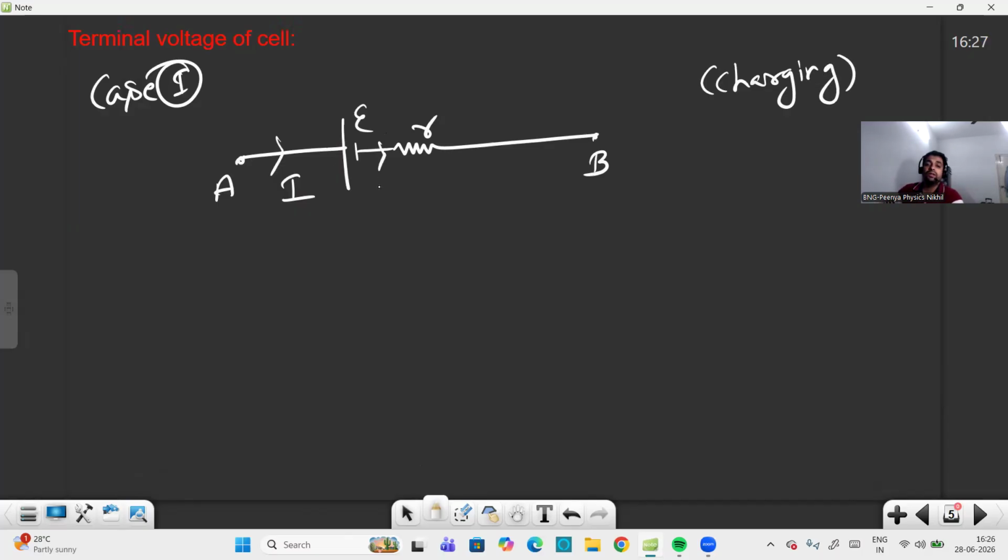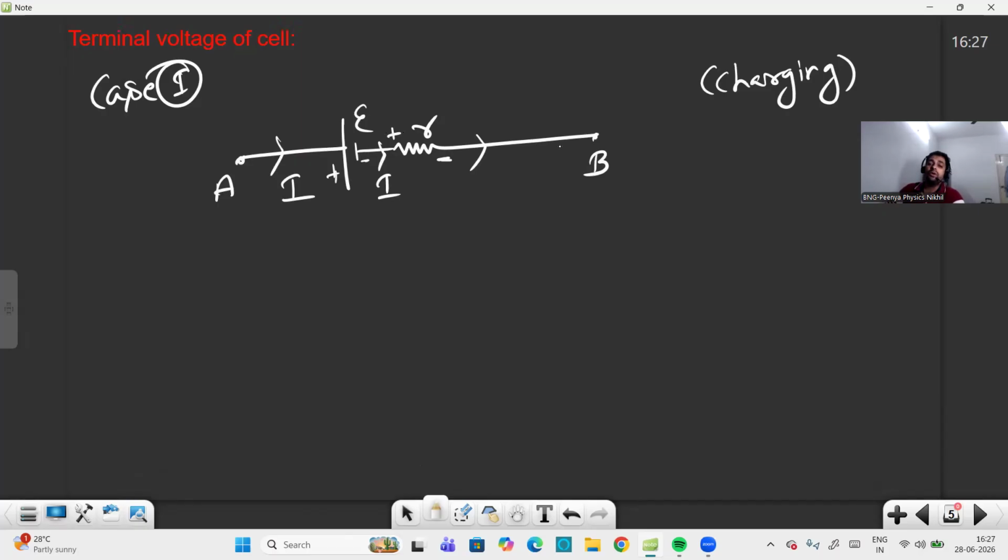So current will go like this, I. One thing always keep in mind, a resistor has no polarity of its own. So where the current enters, that side we take plus, where it leaves, that side we take minus. A cell has its own polarity, minus and plus: bigger line plus, smaller line minus.